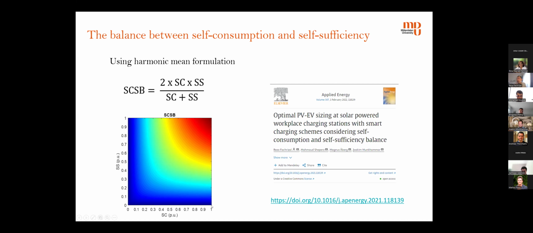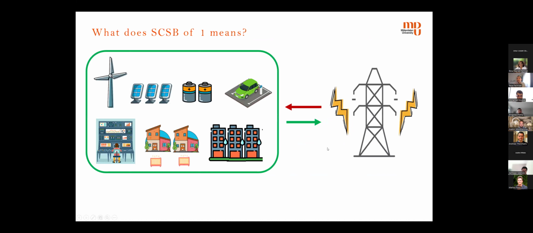So in this case, for example, if we have high self-consumption, it doesn't mean that we are good at load matching, because if we have at this point, for example, self-consumption 1, self-sufficiency 0, it's still blue, which is low. In the same way, if SS is 1, and the self-consumption is 0, we are still having bad load matching. So the good thing is that if we have both self-consumption and self-sufficiency high, then we can optimize our design, how much power generation we should have to maximize the SCSB. So here is the paper. You are very welcome to read it as well.